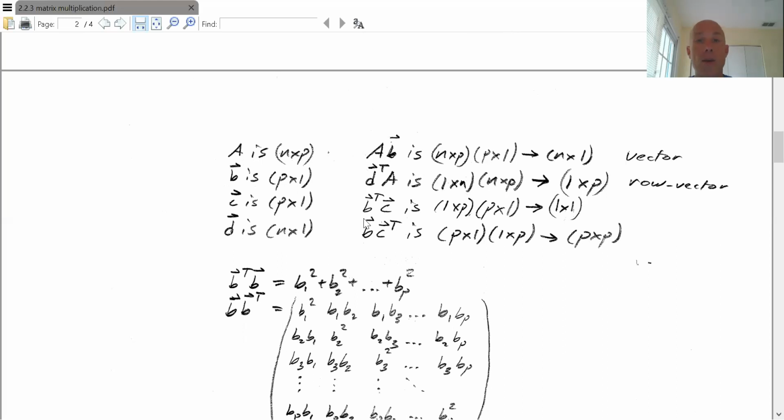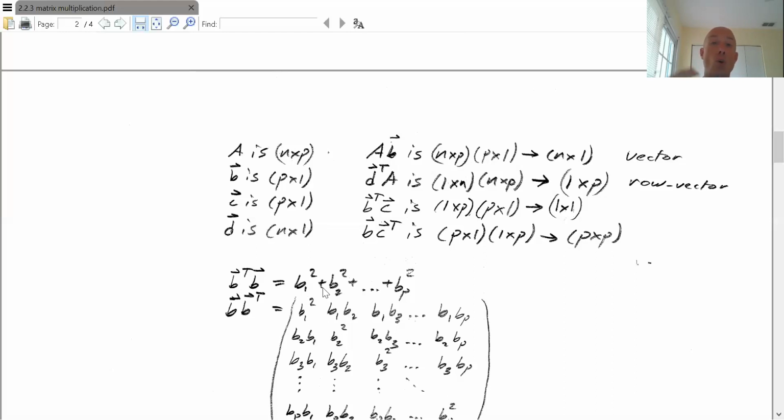Now if I take a vector and transpose it, so it has the form of 1 by n, and C is 1 by p, then 1 by p times p by 1 is going to be a 1 by 1 matrix. That's better known as a scalar. And then if I multiply D by the transpose of C, it's going to be a p by p matrix. Easy peasy lemon squeezy.